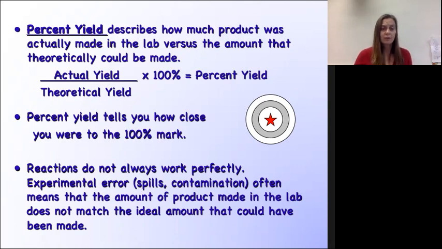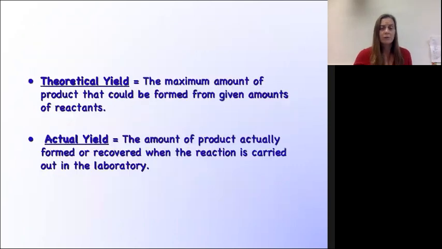So we need two things in order to calculate percent yield. We need actual yield and we need theoretical yield. We're going to calculate theoretical yield using stoichiometry. This is the maximum amount of product that could be formed from the given amounts of the reactant. So we're going to use our stoichiometry to figure out how much in theory we could make if we used up all of our reactants. Actual yield is the amount that's actually made and recovered when we carry that reaction out in the laboratory. This is something that is either measured in the lab or, in the case of many of the problems that we'll be working in class, will be given to you.